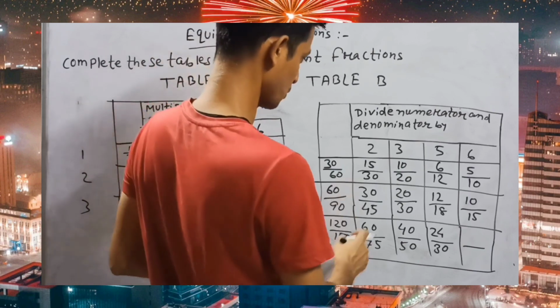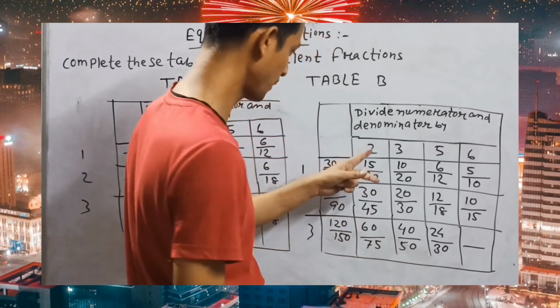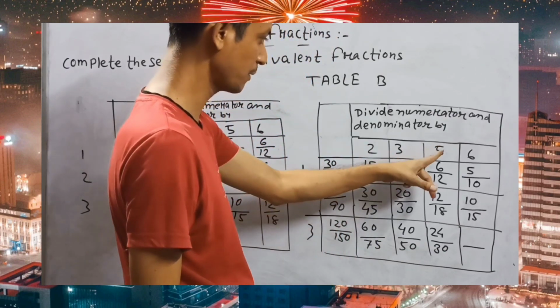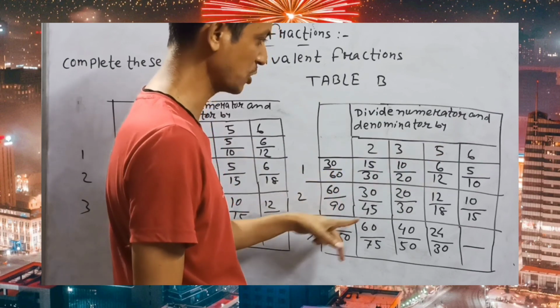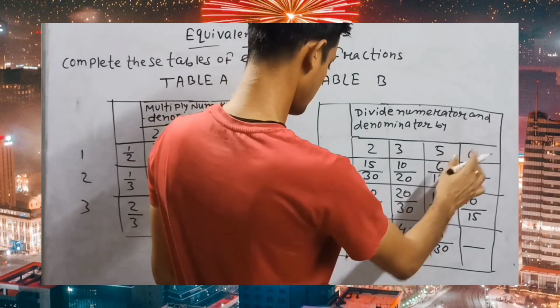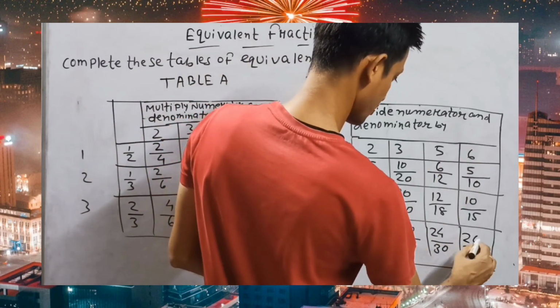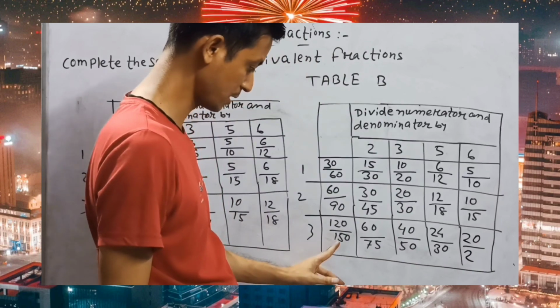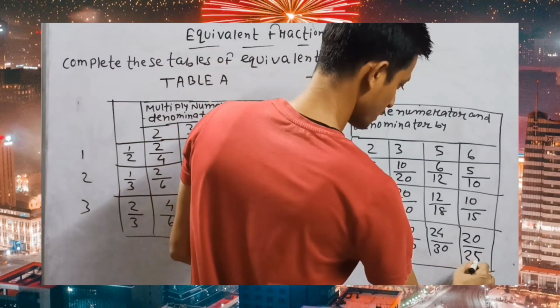Similarly, divide the numerator also, same number. Divided by 2, both numerator and denominator, divided by 3, both numerator and denominator, divided by 5, both numerator and denominator, divided by 6, both numerator and denominator. Now here 6 2s are 12, 0. 6 2s are 12, carry 3, 36, 5 6s are 30.